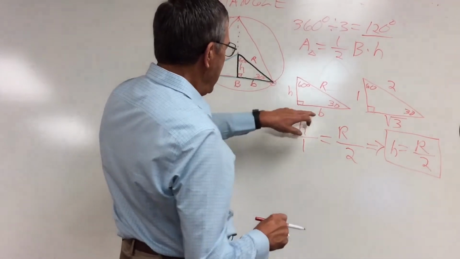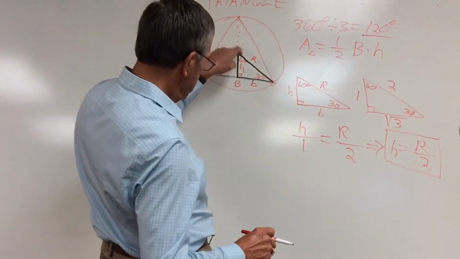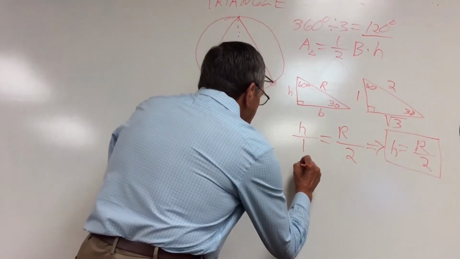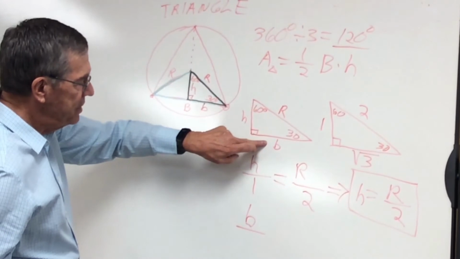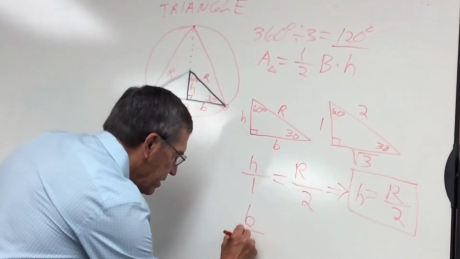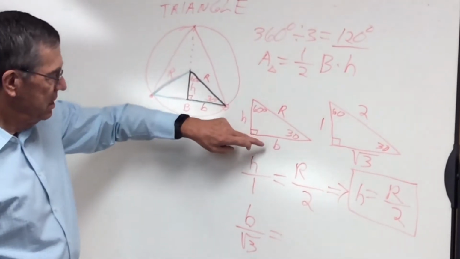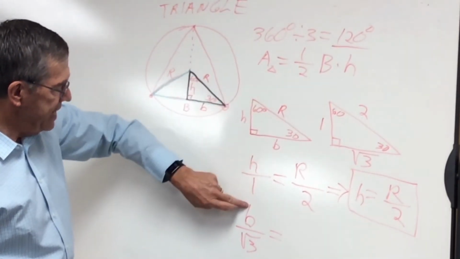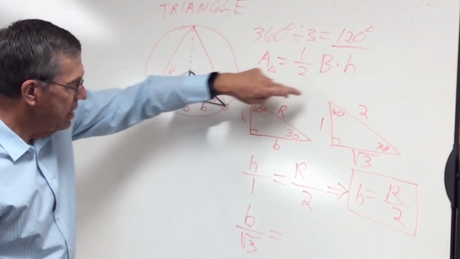Now, let's look at getting an expression for the base, little b, which is just in the black triangle. So, base is to what? Base is to square root of 3 as r is to 2.